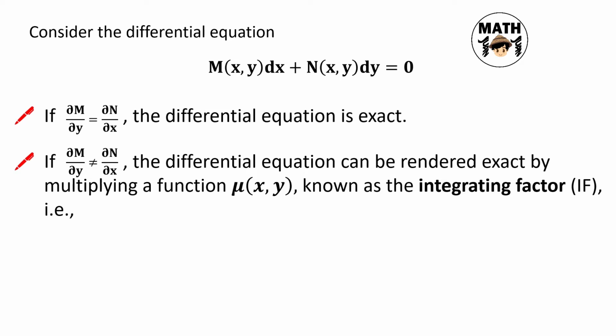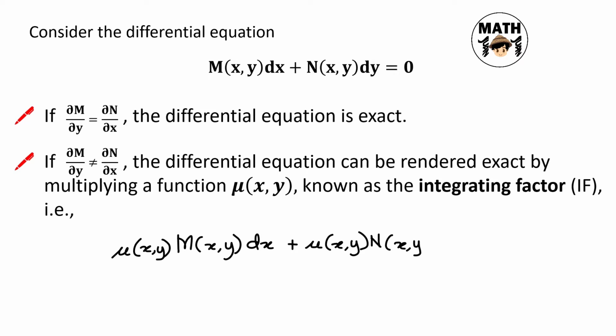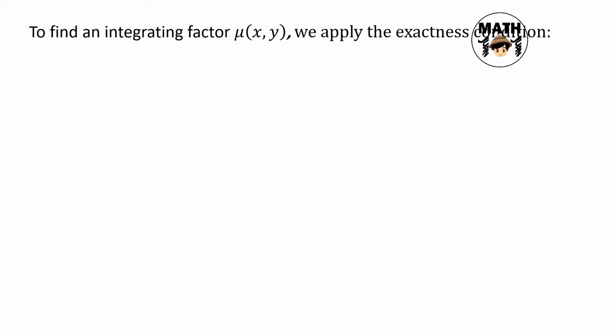Take note, when we say integrating factor, this is a factor multiplied to the whole equation that makes it an exact equation. If we multiply the function mu to our whole equation, we'll get mu M dx plus mu N dy equals 0. And this differential equation will be exact because we multiplied it by the integrating factor. Now, we need to determine this integrating factor mu.